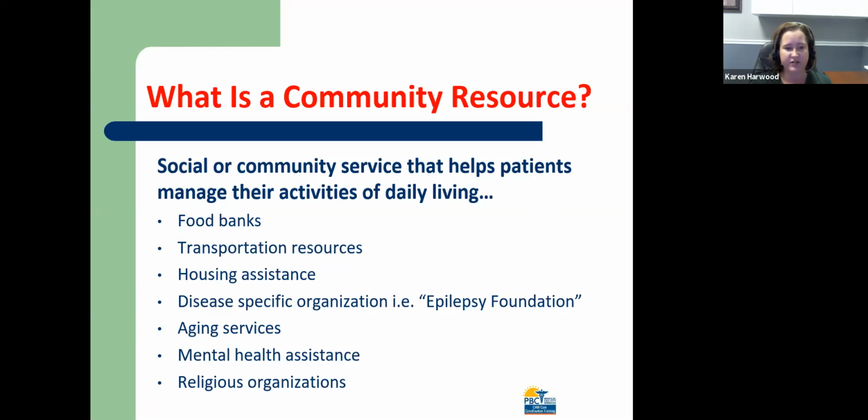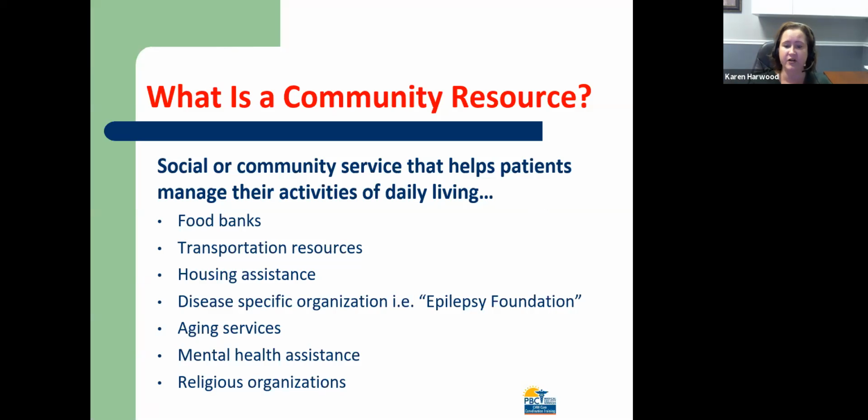So a community resource is a social or community service that helps patients manage their activities of daily living. Some examples that might be helpful to someone in need of support due to a chronic illness or condition could be food banks, transportation resources, housing assistance, disease-specific organizations.